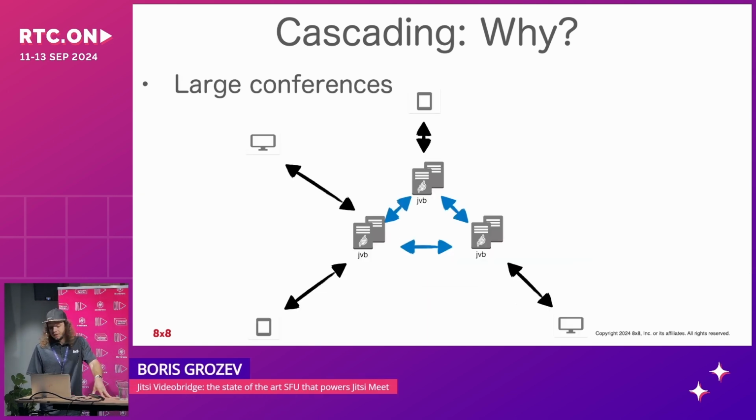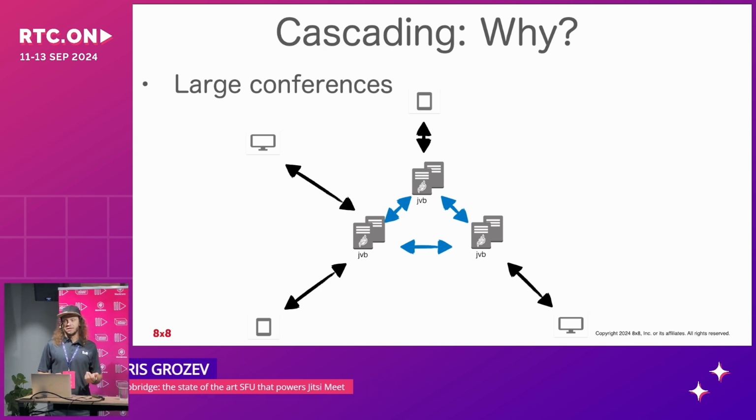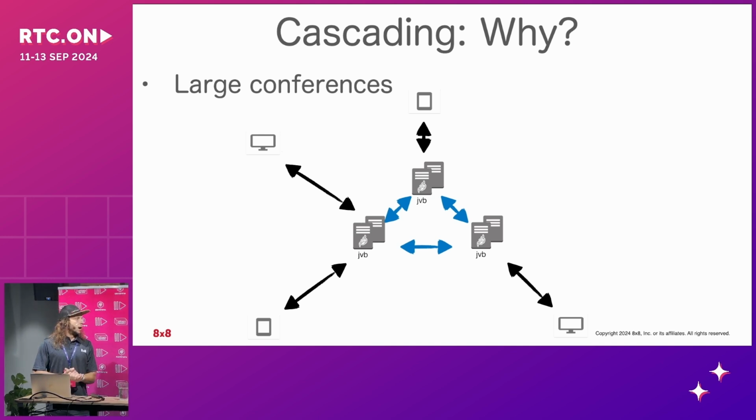And the third reason is to just scale to larger conferences. No matter how performant the SFU is and how big the hardware is, you're likely going to reach limits at some point. And at that point, it pays to be able to just spin up another one, make larger conferences. The way we do that is we interconnect the SFUs in a full mesh. So any packet received by an SFU from an endpoint gets forwarded to all other SFUs.